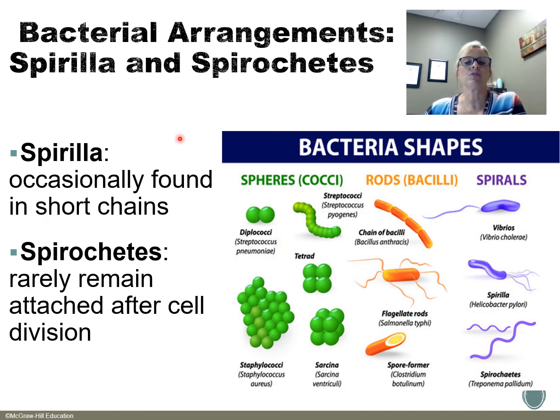All right, so here's another good look at some of these shapes. I really like this picture here. We've got the spirilla and the spirochetes. Spirilla can be found in short chains sometimes. Spirochetes are usually going to be single. And here we have diplococci. This is a good example, Streptococcus pneumoniae. Now it says strep, so it can be in chains, but this particular grouping would be diplo because there's only two. And then here's streptococci, Streptococcus pyogenes, and that is found in a true chain.